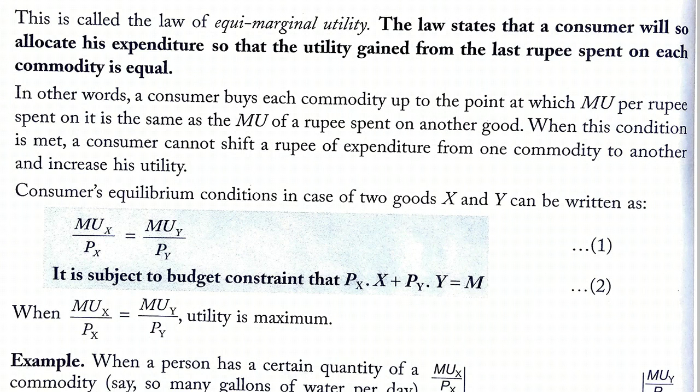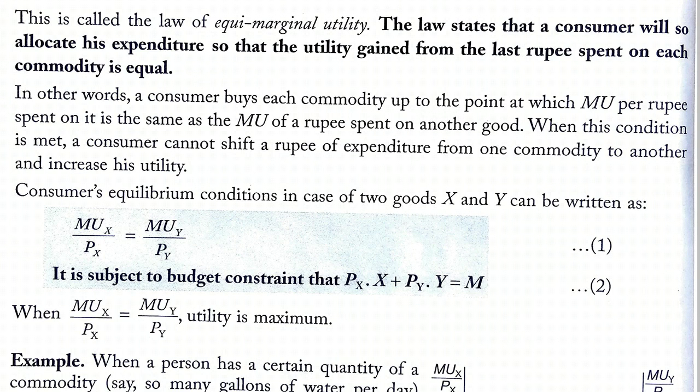So in this example we can see that the MU of commodity X divided by price of X, whether it is 5 divided by 5 or 3 by 3, whatever it is, the answer will be equal for MUx/Px and MUy divided by price of Y. That means an equal amount of utility is gained from the 1 rupee that you are spending.